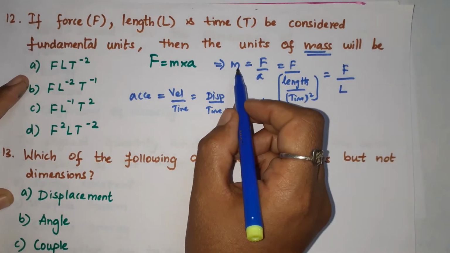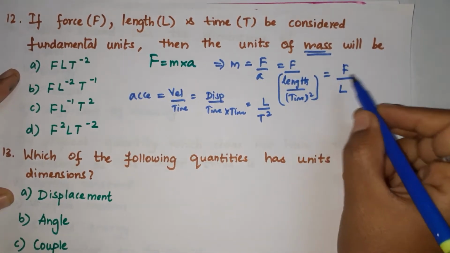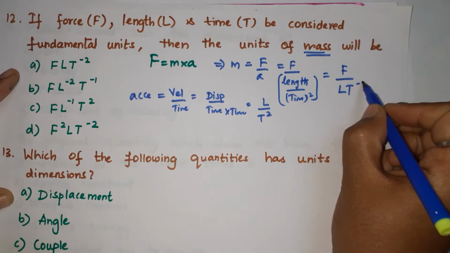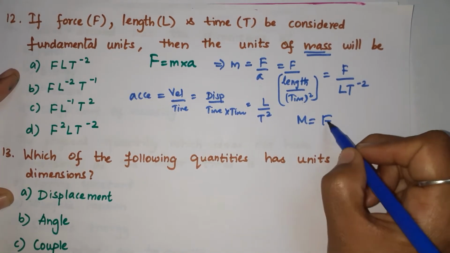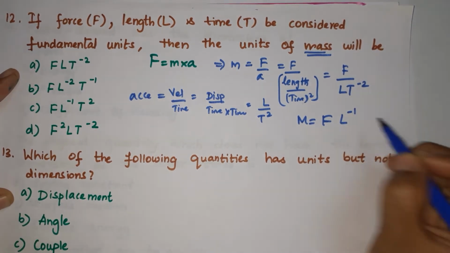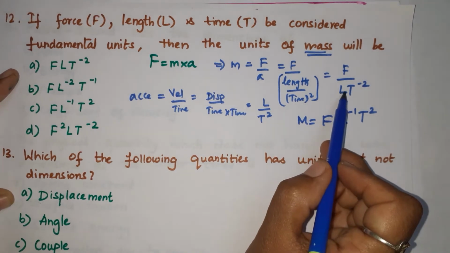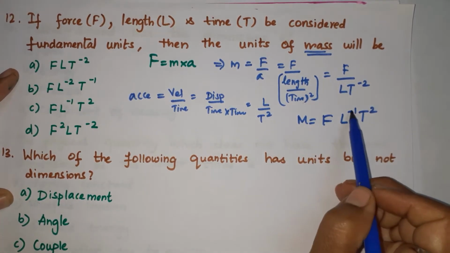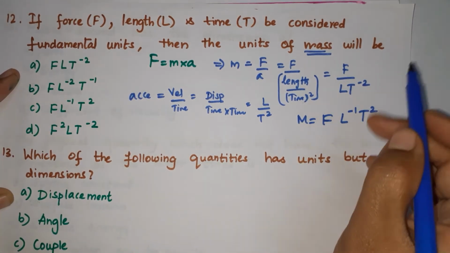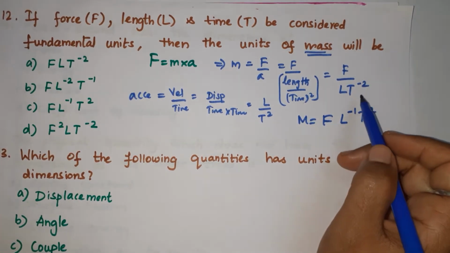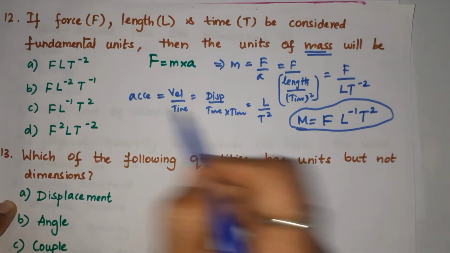So what if we are taking the case of mass? Mass is equal to force by L T power minus 2. So M is equal to F, L inverse, length inverse and time square, because this is in the denominator. So I mention it in the numerator as minus 1. If t minus 2 is in the denominator, and I mention it in the numerator, that will be plus 2, right? So that I am taking like this. Check in the options whether you are getting the answer.